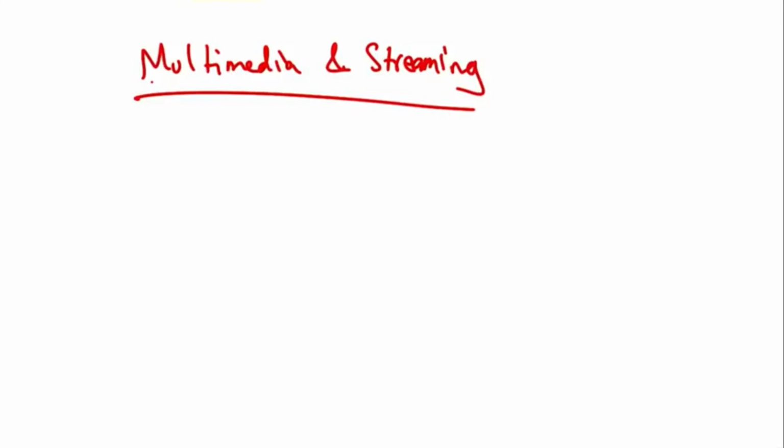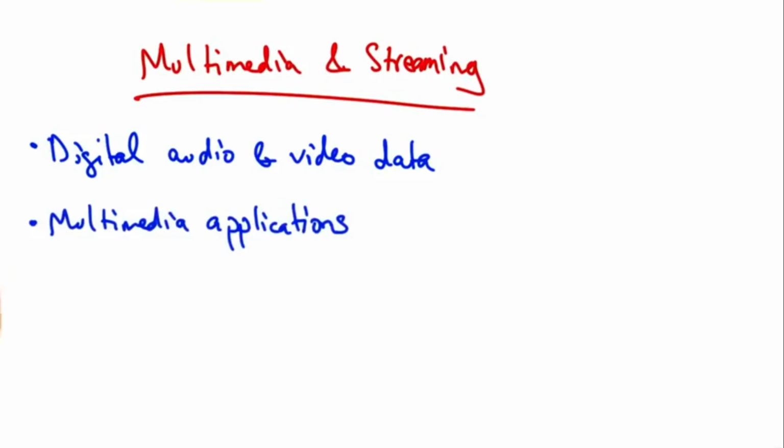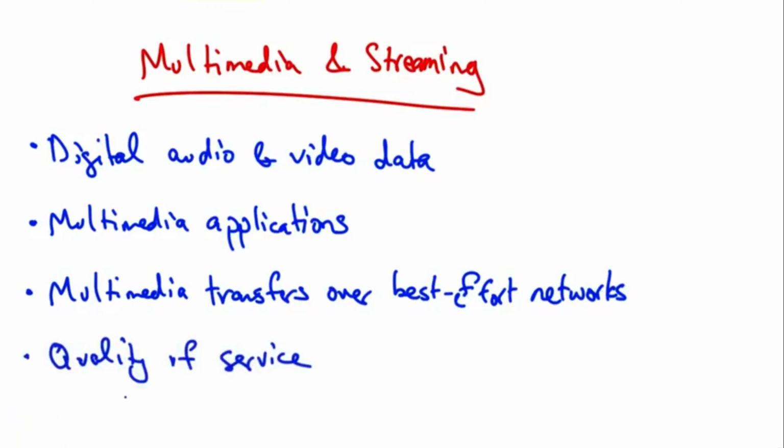In this lesson, we'll talk about multimedia and streaming. We'll talk about digital audio and video data, multimedia applications, in particular streaming audio and video for playback, multimedia transfers over a best effort network, in particular how to tolerate packet loss, delay, and jitter, and quality of service.